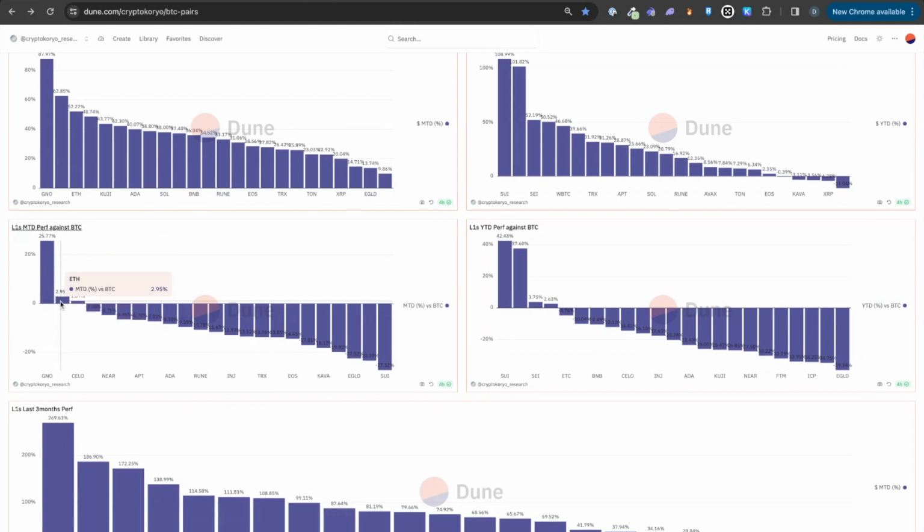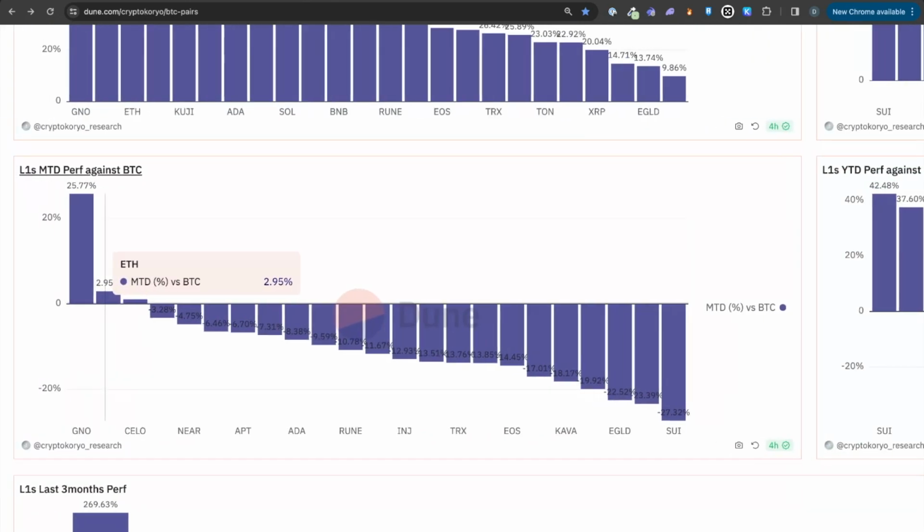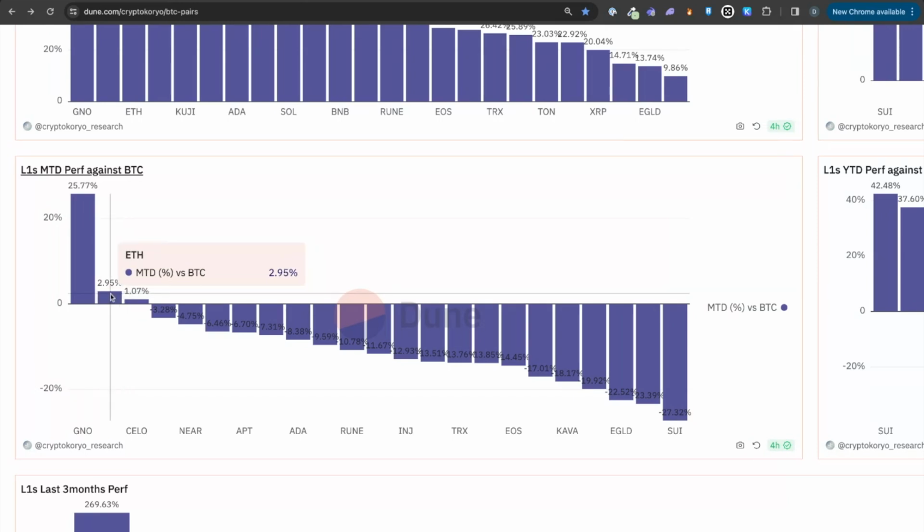Again, I know that because I look at these charts every day and I know everything here. So Ethereum has been underperforming Bitcoin for many, many months. But for the first time, at least until 4 hours ago, although Bitcoin had a very strong month, Ethereum is outperforming it by just a little bit.